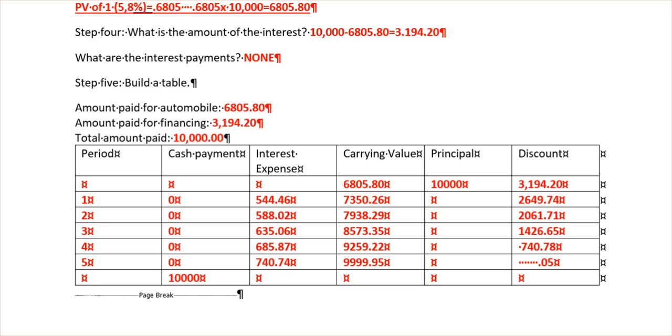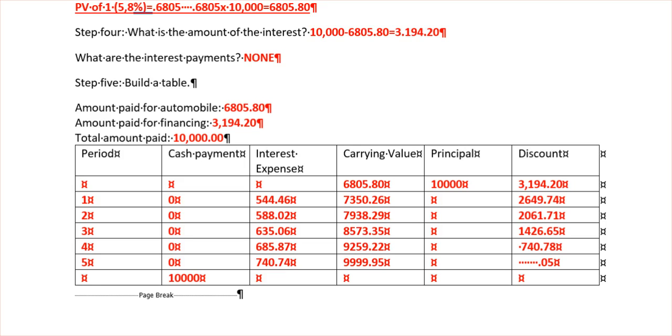All of this interest expense is coming from the amortization of the discount, which means we are taking away the discount. We are reducing the discount. And how much do we reduce the discount by at the end when we do our journal entry to amortize it at the first period? It is 544.46. How did we calculate? Carrying value times market rate.